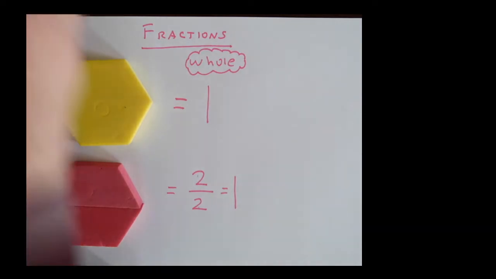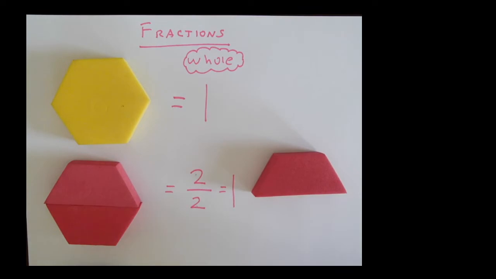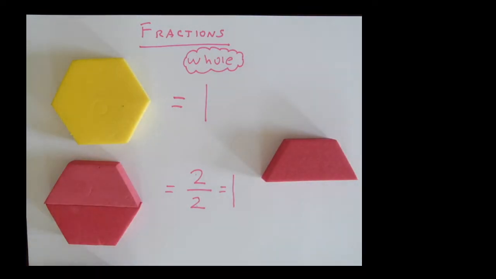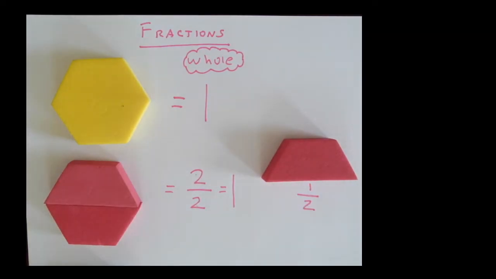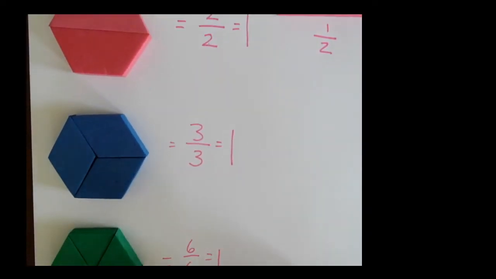And that would also mean this, that if we only had one red one right here, that would equal 1/2. Because we have 1 red block out of 2 for the whole. So we have 1 out of 2, and that's why we call it the 1/2. Okay? Let's move on to our next layer.